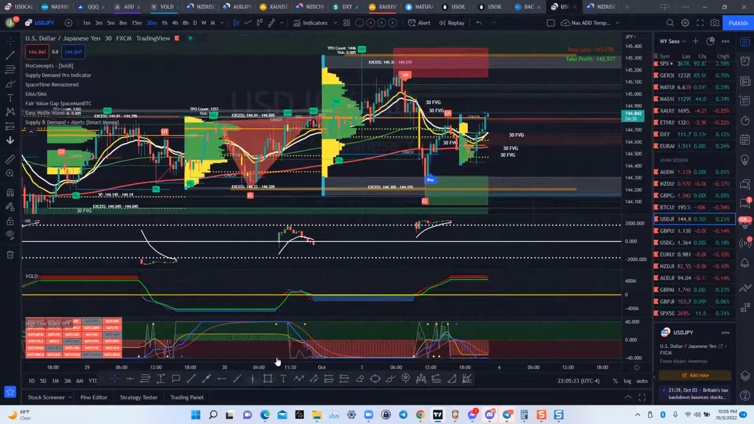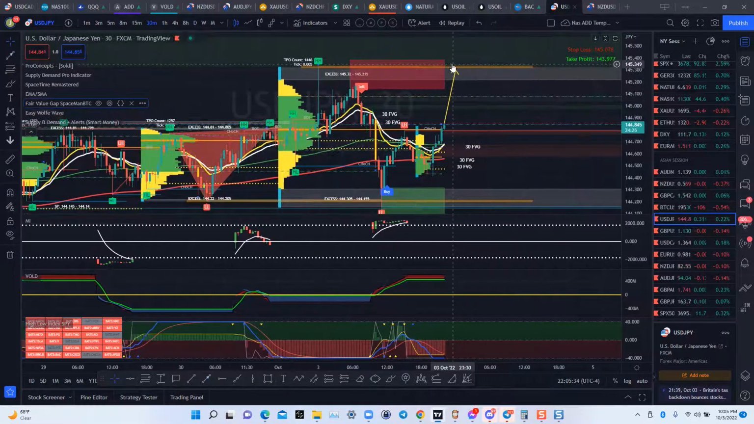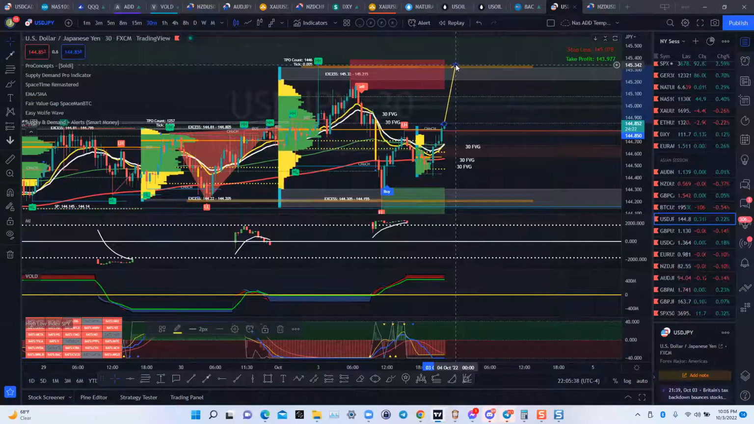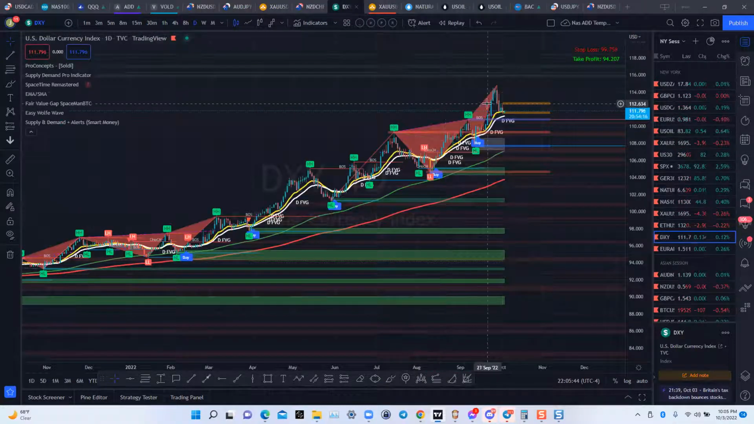But I would envision that this is probably going to go up to here, probably going to go up to here somewhere, and then reverse. It had to break above this. It's 145. As long as the dollar is still strong, as long as this DXY is still going up, then UJ is still going up.